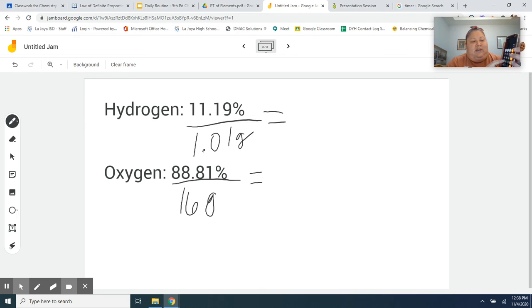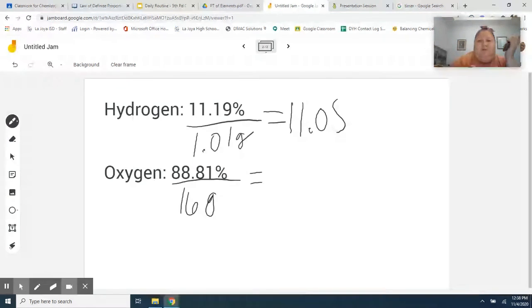I'm going to take 11.19 and divide that by the mass of hydrogen, 1.01. So I get this answer, 11.079. I'm just going to round that, okay? 11.08. That's what I rounded it to. Now, I'm going to next divide the percent for oxygen by its mass, 88.81. Then divide that by 16, 5.55.